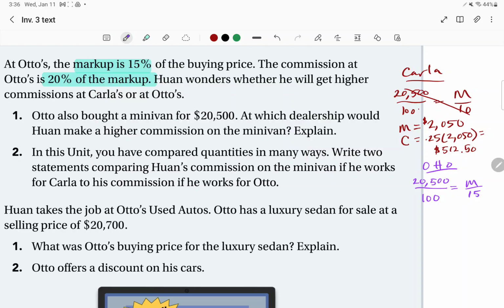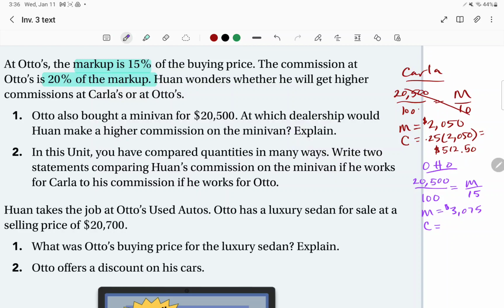Okay, so we would cross multiply and you would figure out that the markup in this case is going to be $3,075. That's the markup. Okay, that's how much more he's going to charge for that van. So you can get it cheaper from Carla. Not too much cheaper. Now, let's figure out what his commission is.